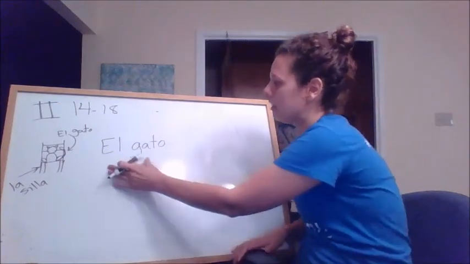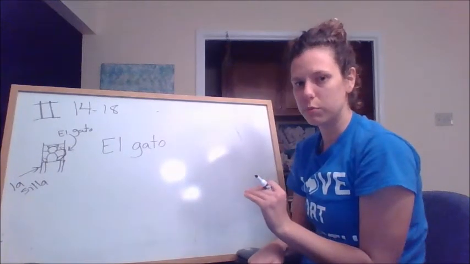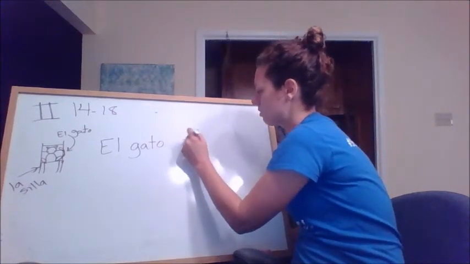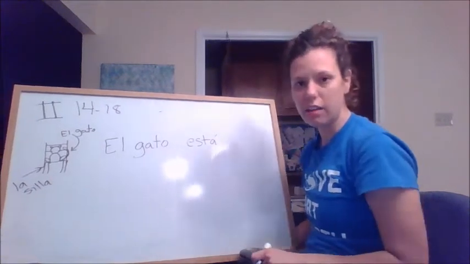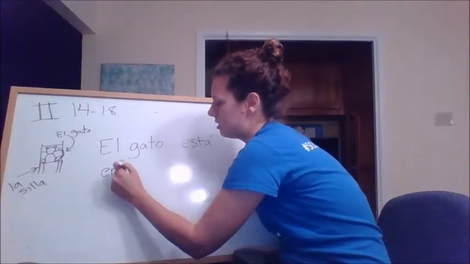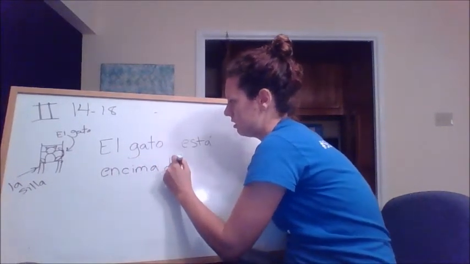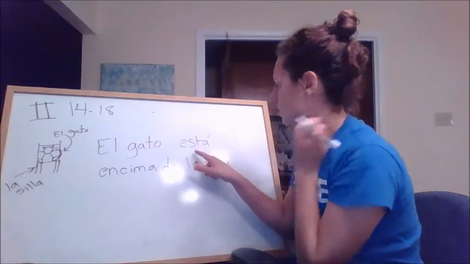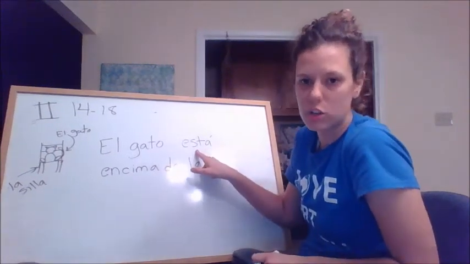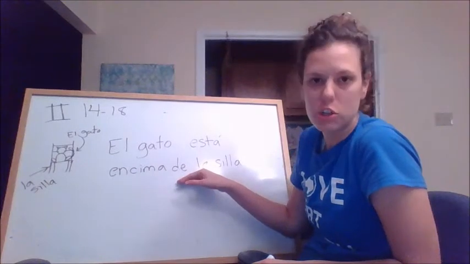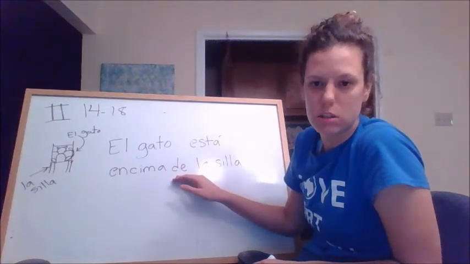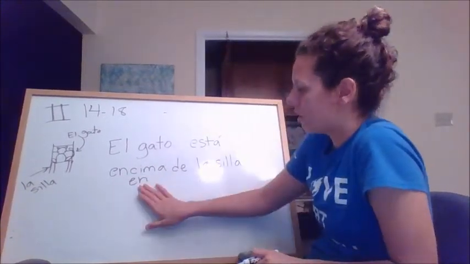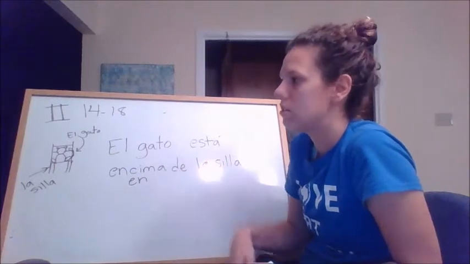So we would say el gato. Now you have to have your verb for is. So he is on the chair. So we say el gato está encima de la silla. Okay? So you have to know how to use estar for location, and you have to know those positional prepositions. You could also say en la silla, because this means on top of. So basically the same thing.